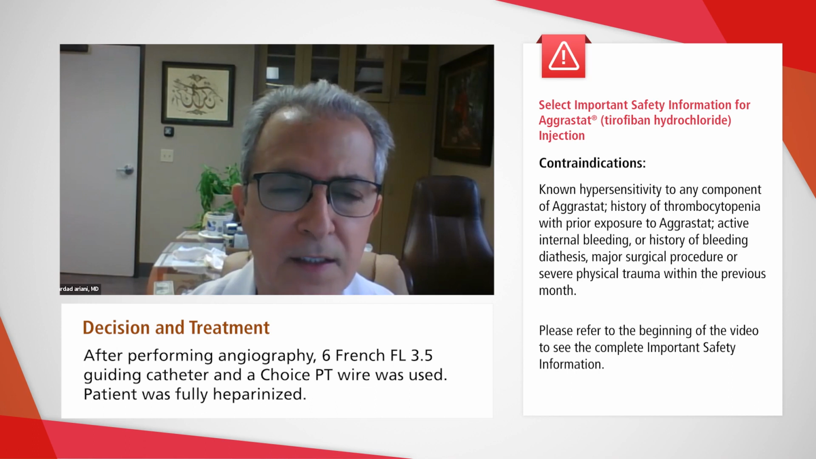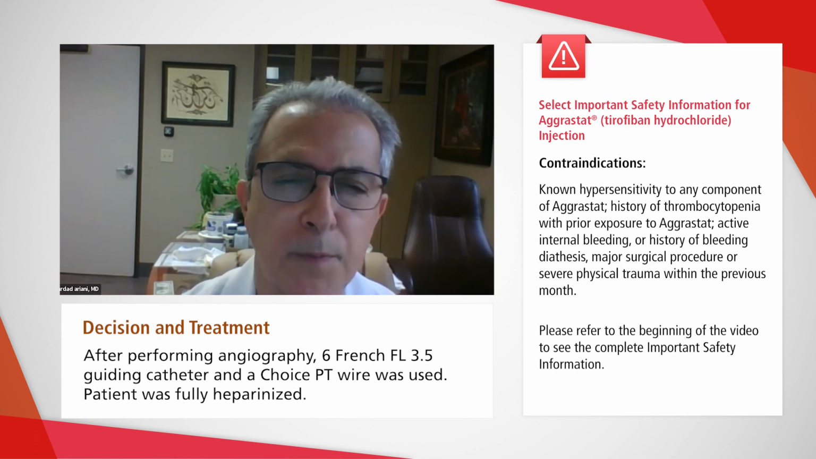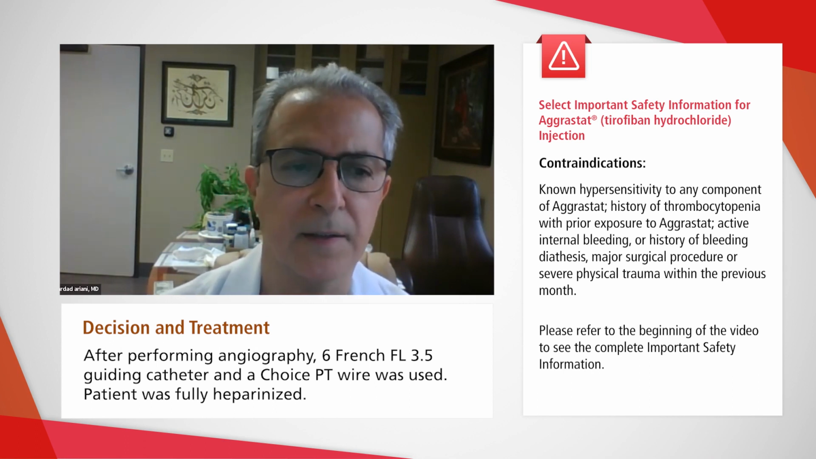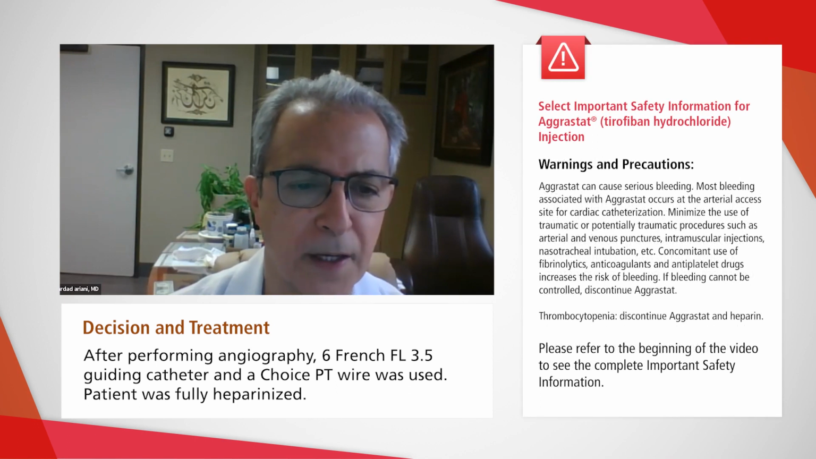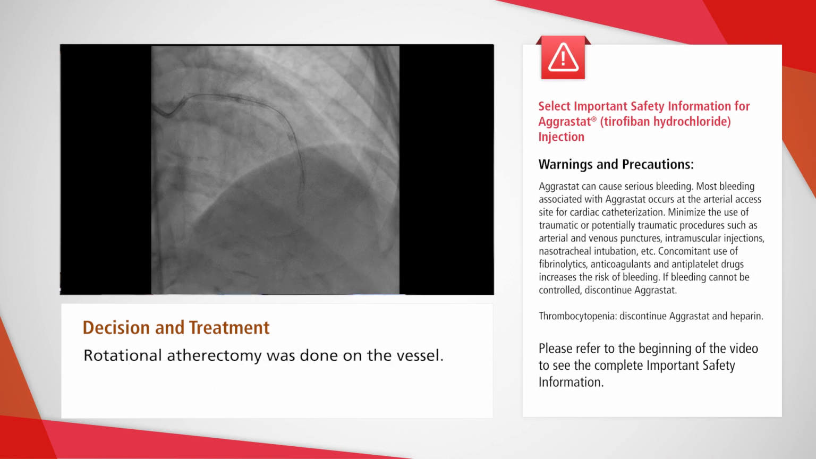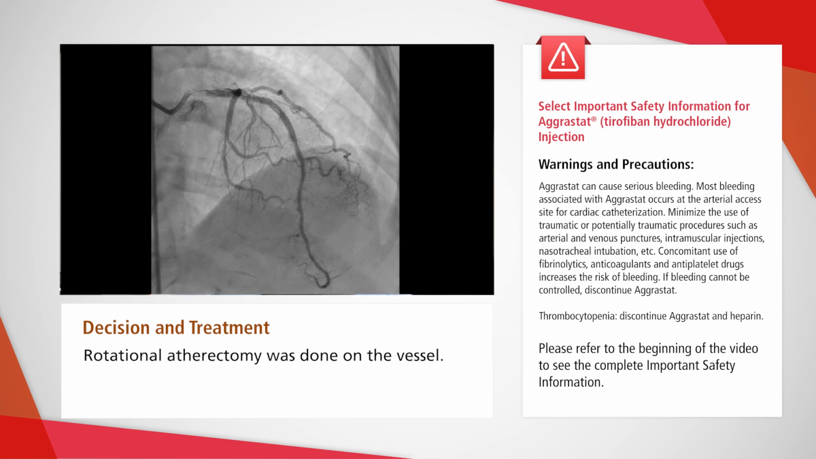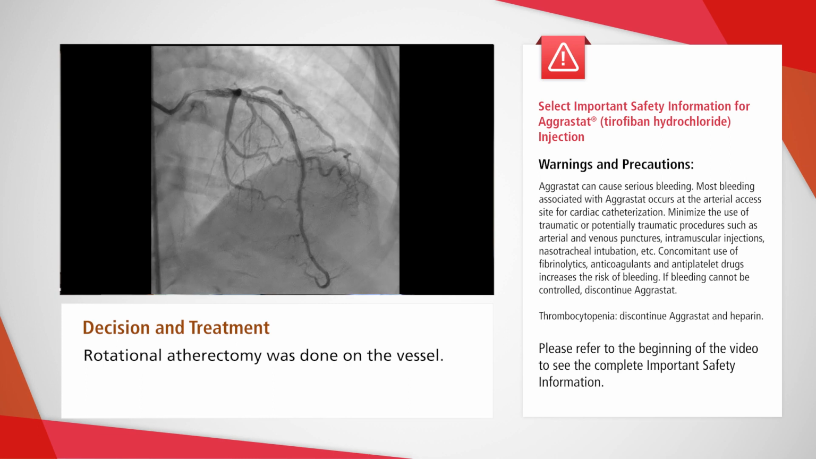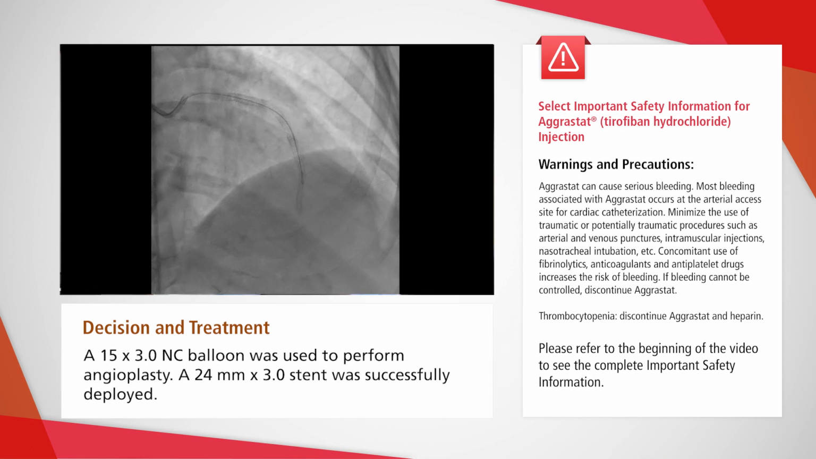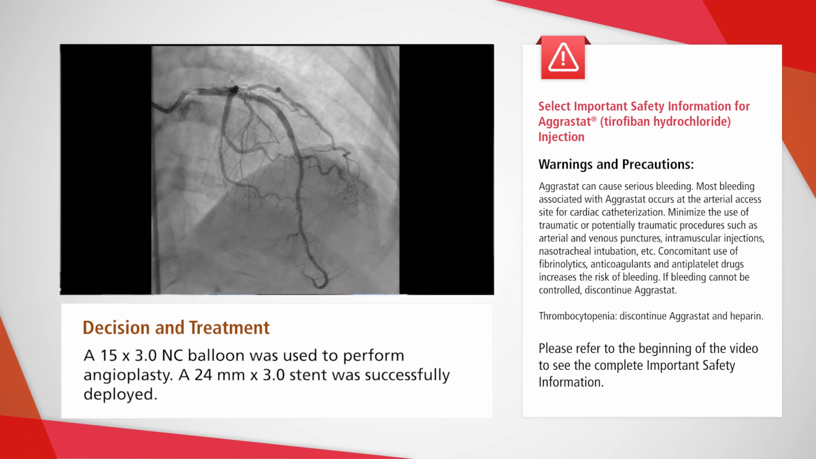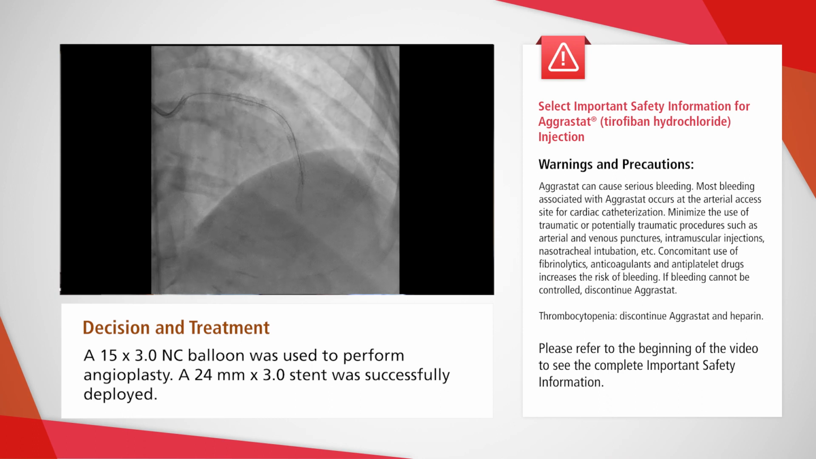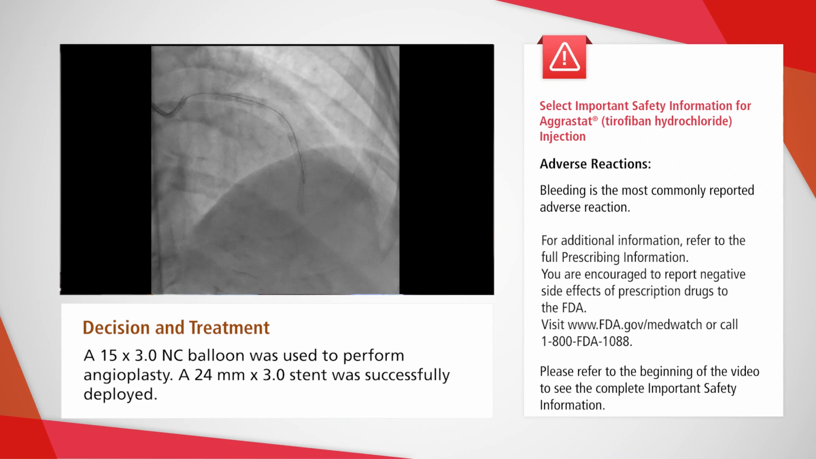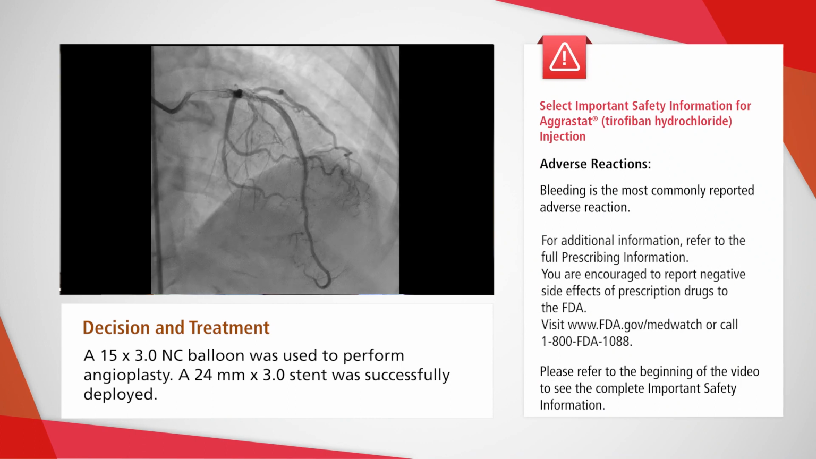We performed diagnostic angiography, as I mentioned above. We proceeded with intervention. For that, we used an FL 3.5 guiding catheter and heparinized the patient. A rotational atherectomy was done on the vessel. Following that, the wires were changed and a 15/3.0 non-compliant balloon was used to perform angioplasty. And following that, we successfully deployed a 24mm/3.0 Synergy stent.